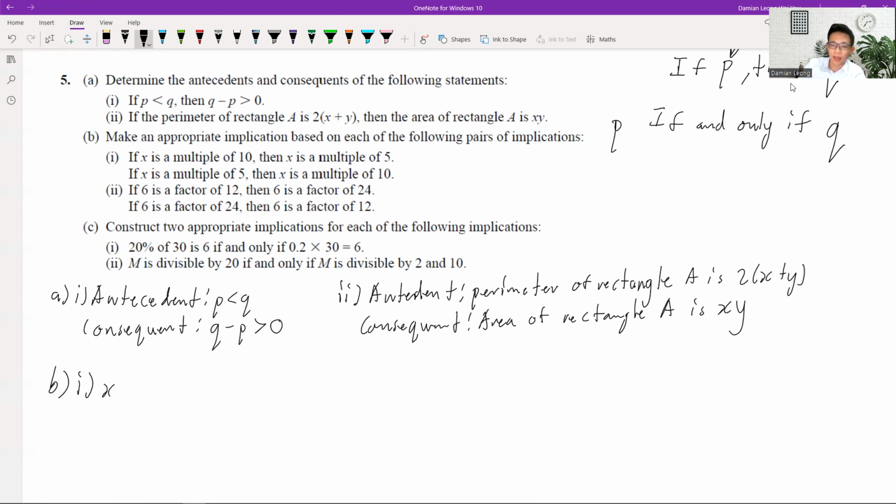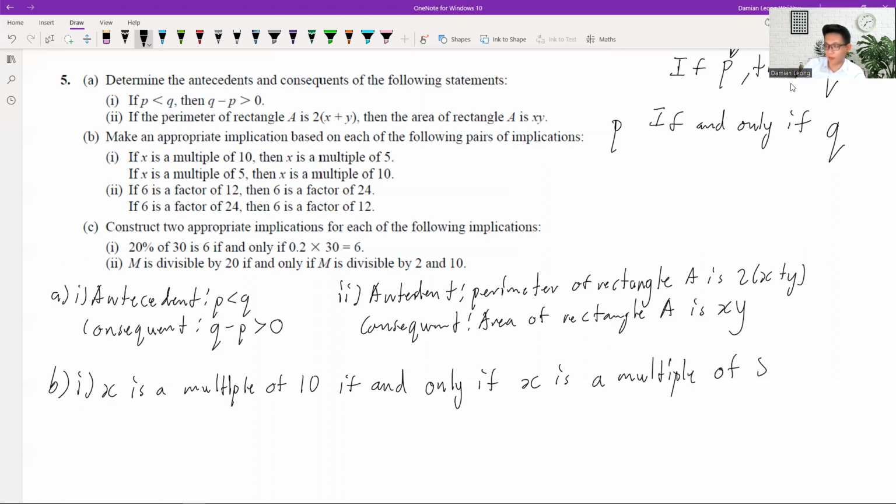Means x is a multiple of 10 if and only if x is a multiple of 5.